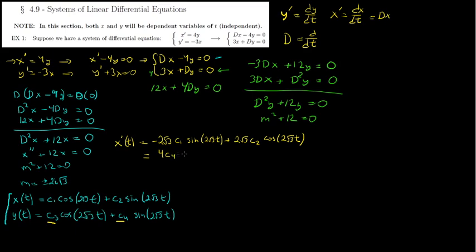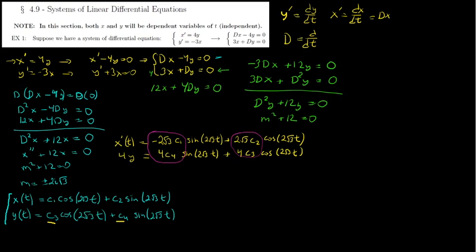Yeah, 4 times y. So 4 times C4 times the sine of 2 square root of 3t plus 4 times C3 cosine of 2 square root of 3t, right? So this is equal to the 4y from up here. And so you can see that these two things are equal, and these line up pretty nicely, don't they? In the sense that these have to be equal, and these have to be equal.